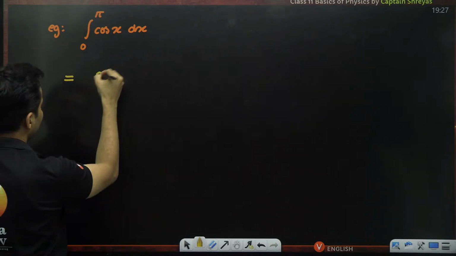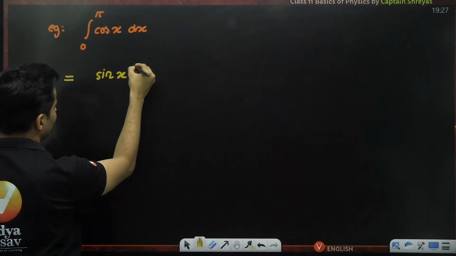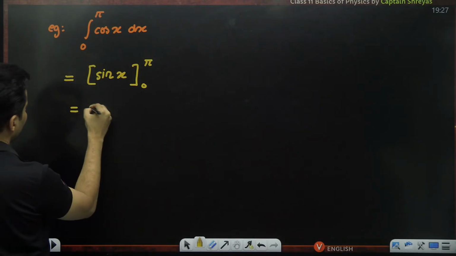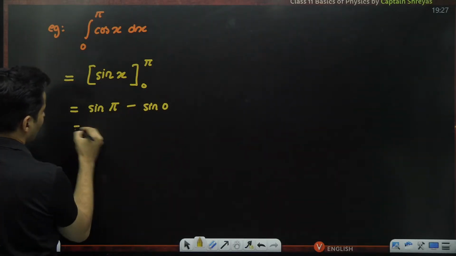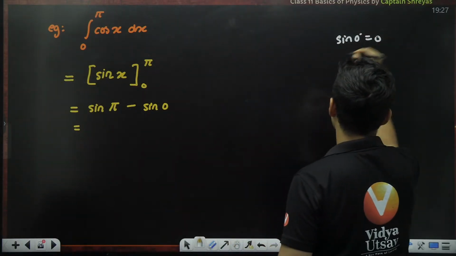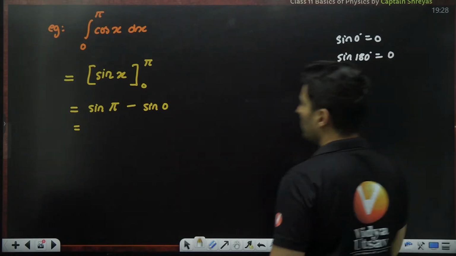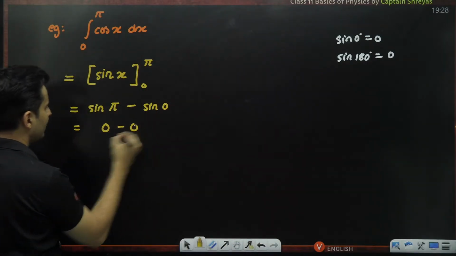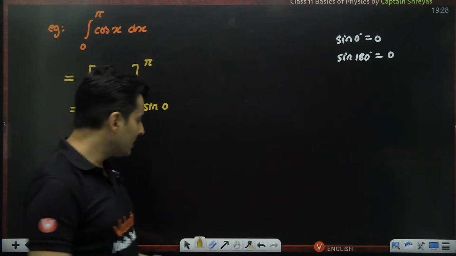And integration of cos is basically sine of x. The sine x derivative is cos of x. And then put 0 over here and pi over here. And then you put sine of pi. And then you put sine of 0. Now, please keep in mind that sine of 0 degree is 0. Sine of pi means sine of 180 degree is also 0. So, it turns out that this will be 0 minus 0, which is a big fat 0. So, I did it properly and I got the answer as 0.